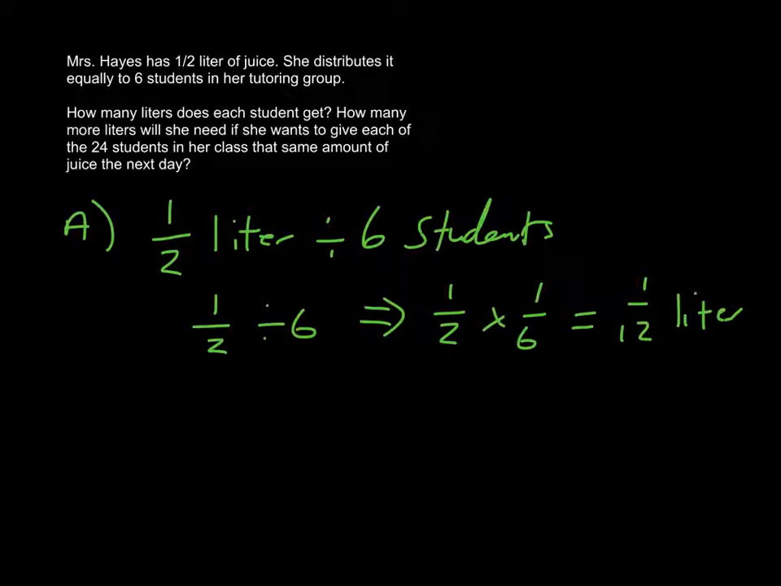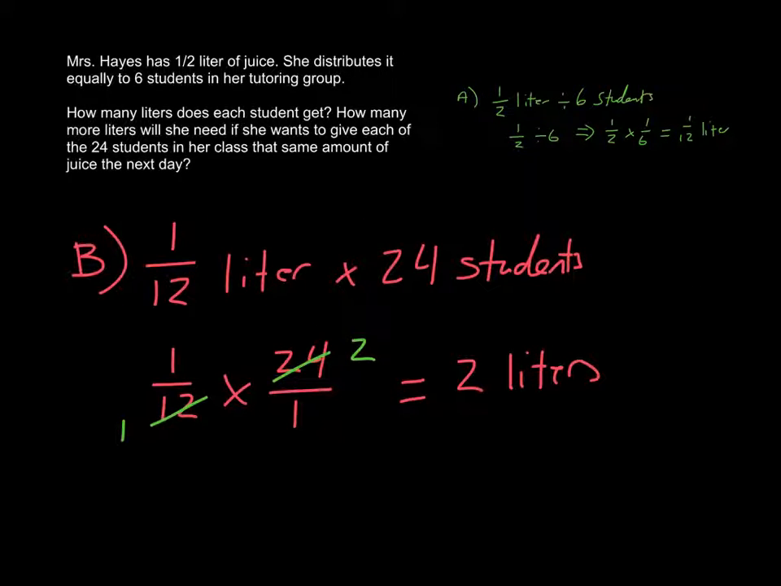Solving the first part, I see that I'm trying to have half a liter that I'm dividing by 6 students, which tells me I need 1/2 divided by 6, which is the same as 1/2 times 1/6, which gives me 1/12 of a liter per student. Now, if she's going to give 24 students 1/12, I need to find out how much I have. For that, I take my 1/12 of a liter and I multiply it by 24 students. Here I cross-simplified. 12 goes into 24 twice, 12 goes into 12 once, so I have 2 liters.